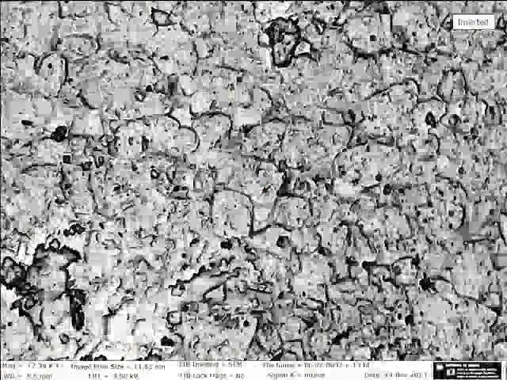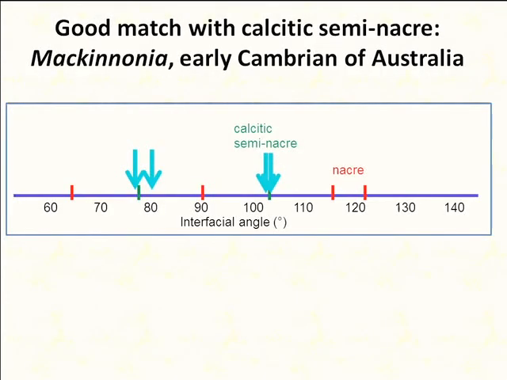Looks maybe a little bit like the diamond-shaped structure I showed you earlier from the cephalopod. But if you measure the angle here, in this case, 7 different measurements on that particular image, bam, right there with calcitic semi-Nacre. Look at this specimen over here, beautiful tablets around. This is probably the best tablet I've seen in Maconnia. Boom, calcitic semi-Nacre, calcitic semi-Nacre. So this is not Nacre here in the early Cambrian, it's calcitic semi-Nacre.